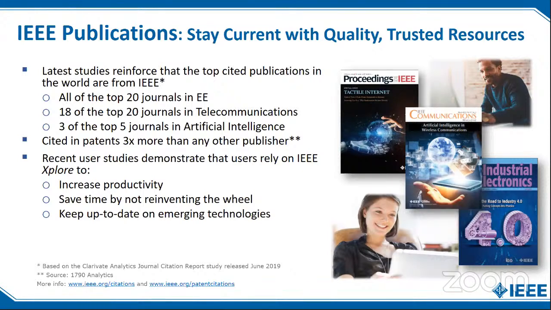When it comes to citation, we are 3 times more cited than any other publisher in the world. This is what 1719 analytic report says. So if you are working on a patent, then the AKTU library has given you the right resource, because in patent citation, IEEE is 3 times more cited than any other publisher in the world. So if someone is working on a patent and they are giving citation to your paper, what you're getting is a patent citation, that is not the normal citation.